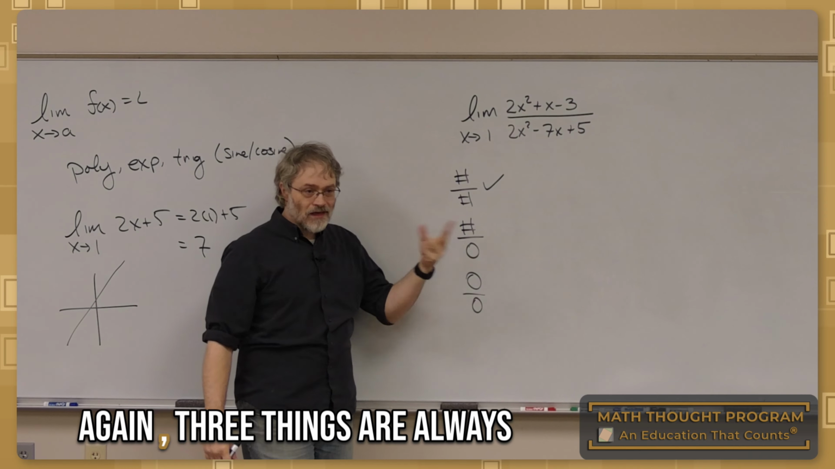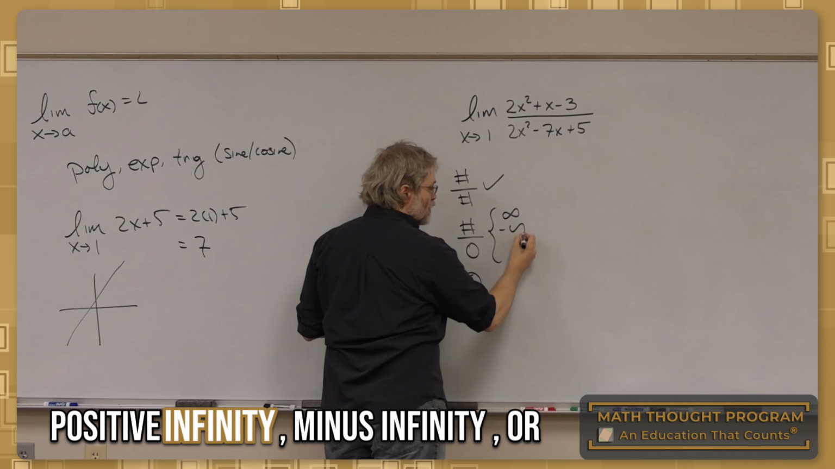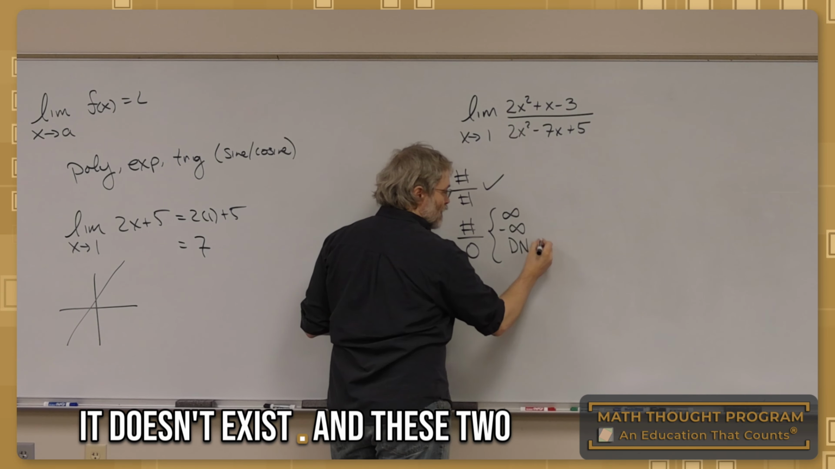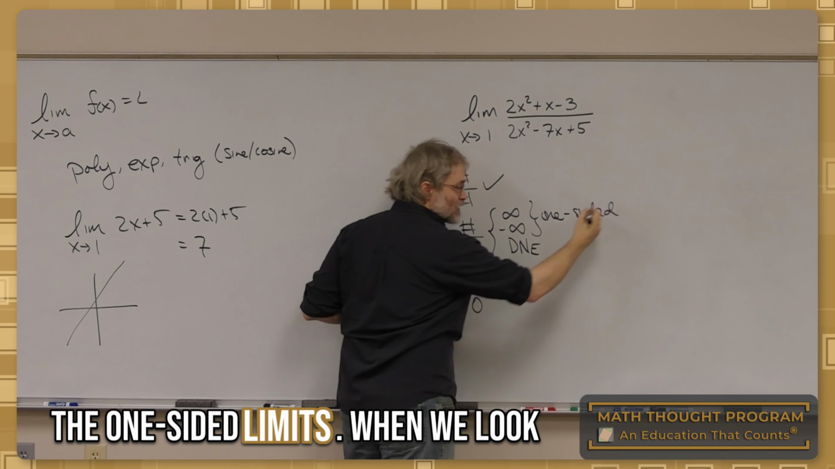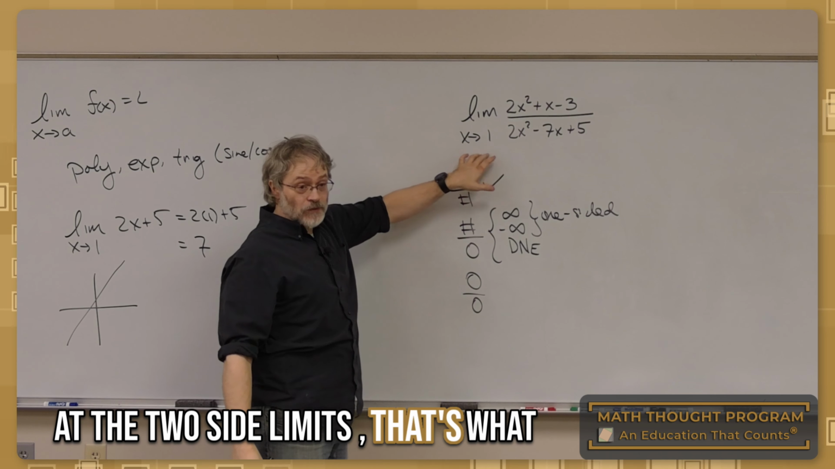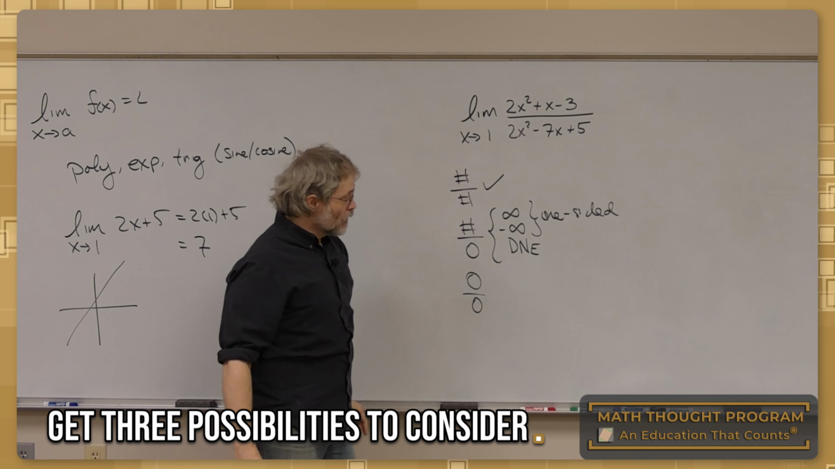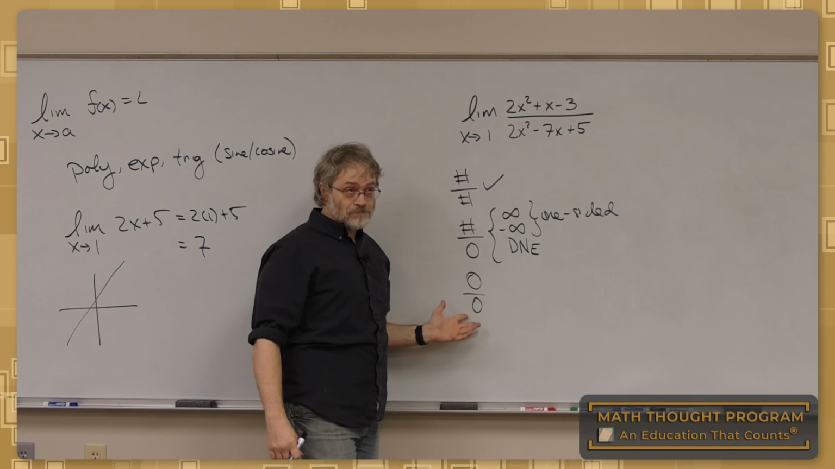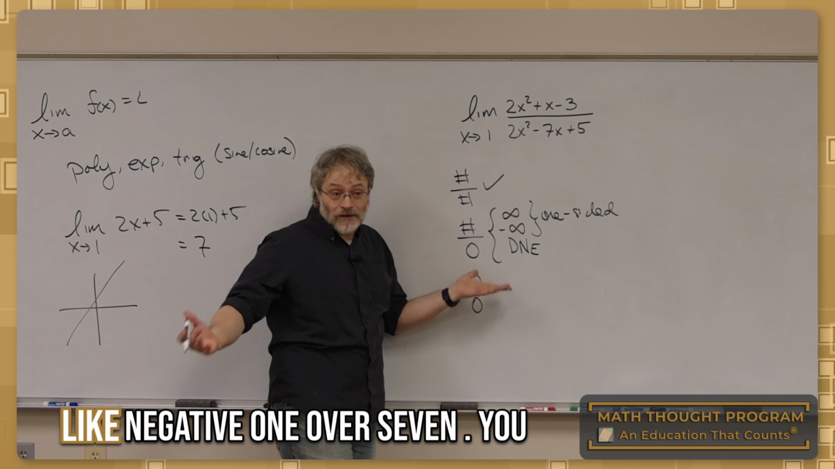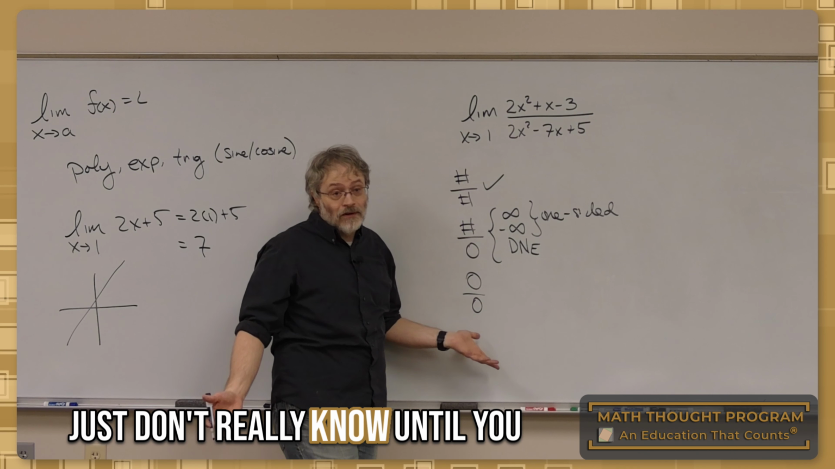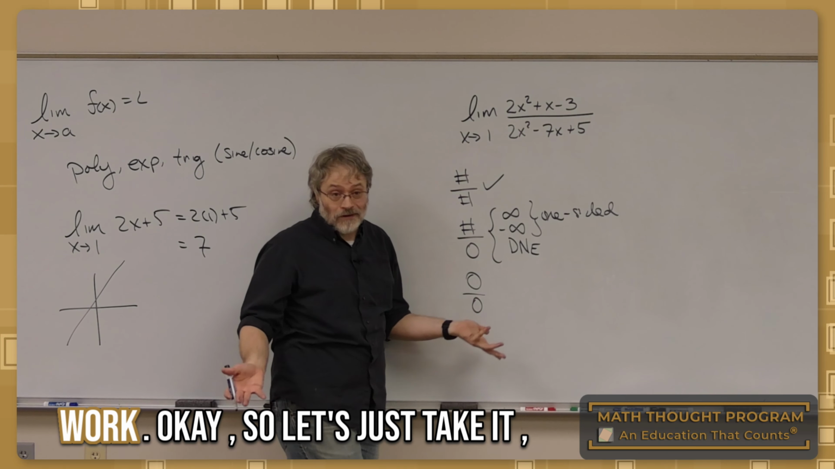Okay, in this case again, 3 things are always going to occur: positive infinity, minus infinity, or it doesn't exist. And these are always going to be what you get when you look at the one-sided limits. When we look at the two-sided limits, you're looking from 2 sides, so you've got 3 possibilities to consider. When you have 0 over 0, there's a lot of possibilities. This thing can be 1, it can be 2, or maybe like -1 over 7. You don't really know until you know what you know. So you've got to roll your sleeves up and get to work.